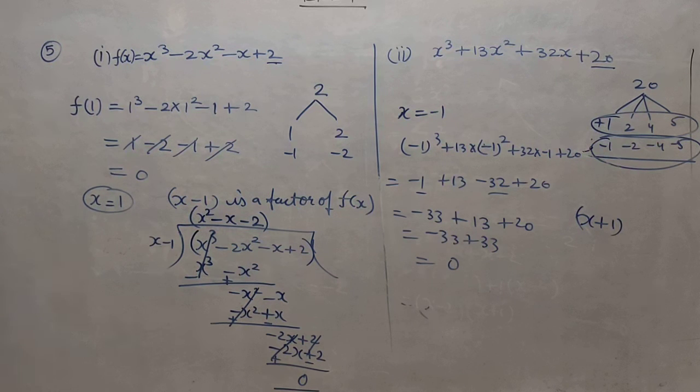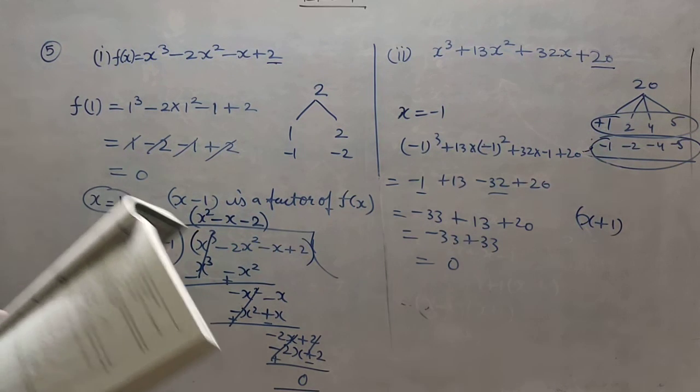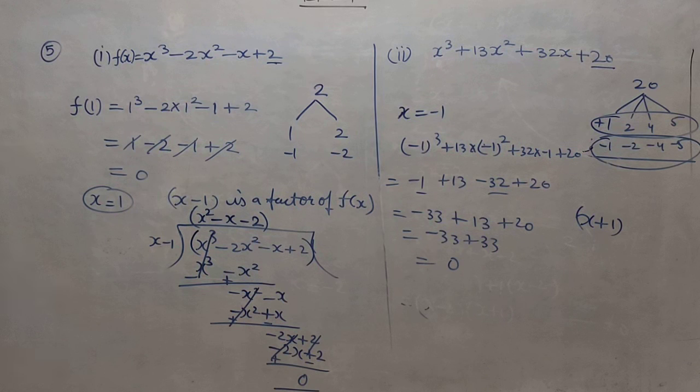I hope the other two parts you can also do, but yes, there is one thing in the fourth. I think the fourth you can also do yourself. Again you will try to find 1, minus 1, plus 2 and minus 2. I hope you will get the factor only from these four values, right?